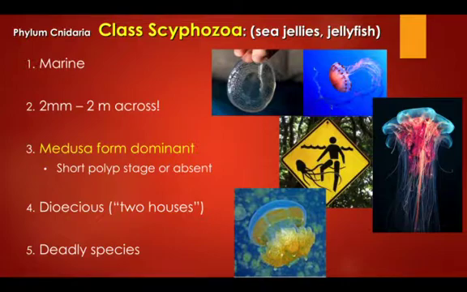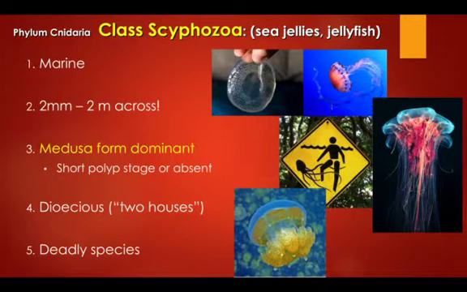All right, next we have the class Scyphozoa. This is the class that we've probably all seen most of. These are sea jellies and jellyfish. They are mostly marine species, so they're going to be living in saltwater ecosystems. They can be extremely small, up to 2 millimeters, but then they can also be 2 full meters across. So that is very, very large, and those ones can be lethal in some cases. Our class Scyphozoa is medusa form dominant. They have a very short polyp stage, or they have no polyp stage at all. So most of the organisms in class Scyphozoa are going to be medusas.